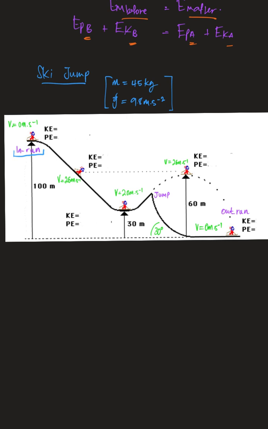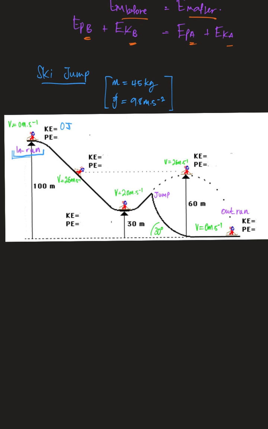For the first thing, for the kinetic energy, we know at the top of the slope, at the in run, the velocity is equal to 0. So if the velocity is equal to 0, then I definitely know that my kinetic energy is equal to 0 joules. So I don't have to do a calculation, it's fine, just like that, 0 joules.